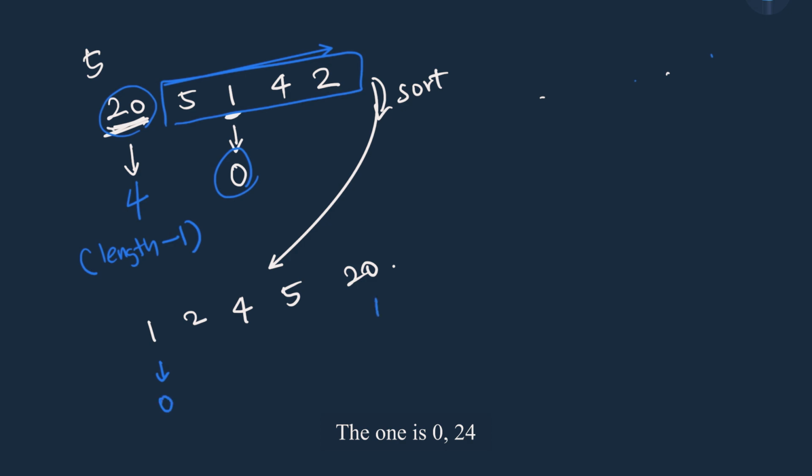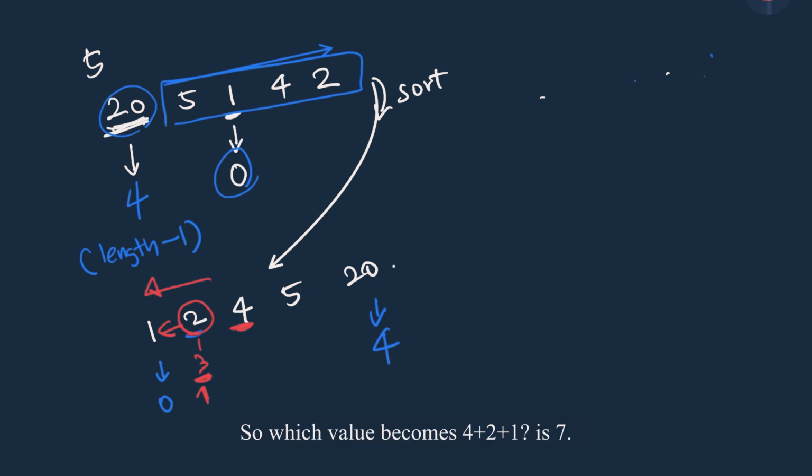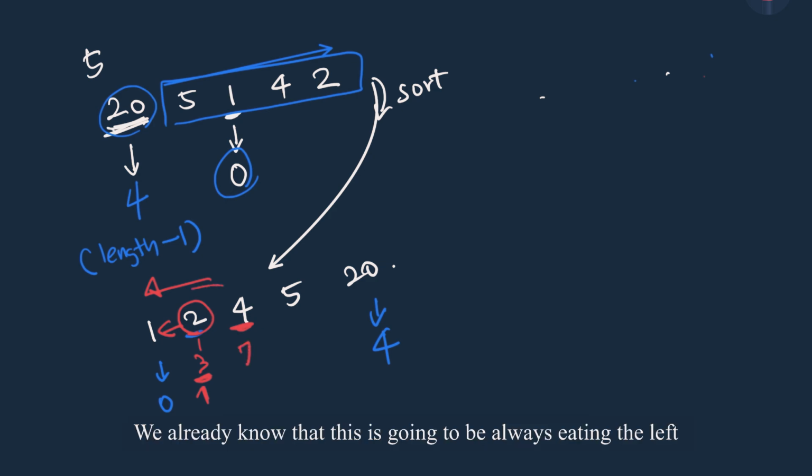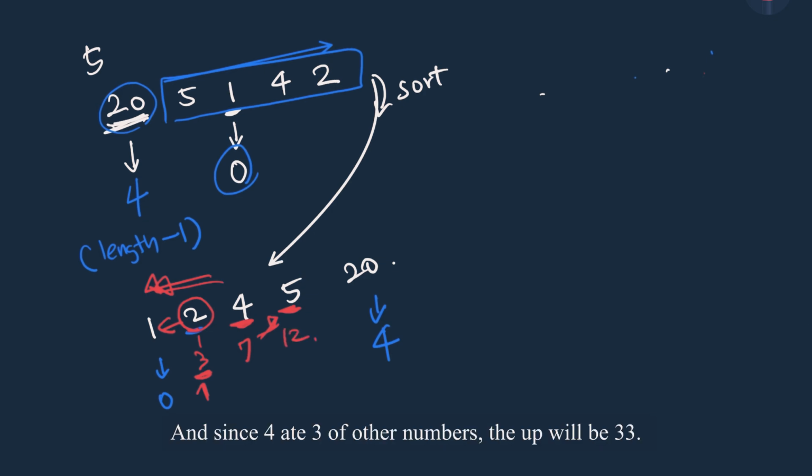The 1 is 0, and 20 is 4. But think about it: 2 can eat 1, so it becomes 3, so the value is 1. 4 can eat all of them, so its value becomes 4 plus 2 plus 1, which is 7. We already know it's always eating the left side, but we are not sure if we're able to eat the right side of the numbers, so we have to look at it. It is less, so we'll be able to eat that, which becomes 12 later. And since 4 ate 3 of the other numbers, the output will be 3.